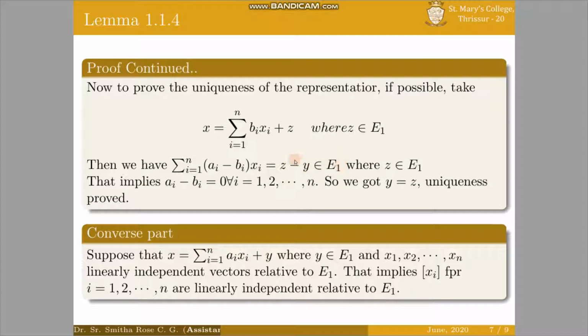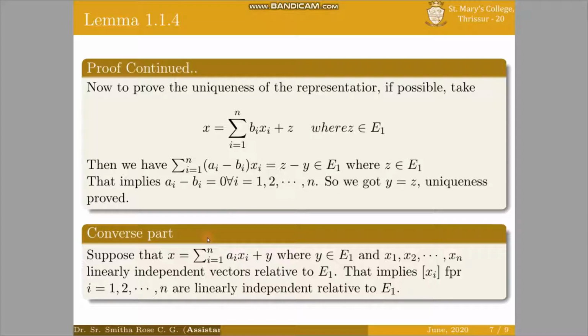E1 is a subspace, therefore z minus y will also be an element of E1. Then we should have ai minus bi equal to 0. That means each ai will be equal to bi. Thus we got y equal to z. So the uniqueness is proved. Now we move on to the converse part.